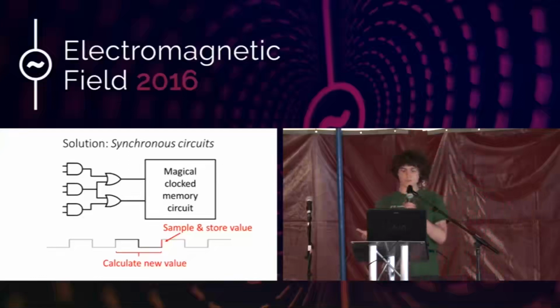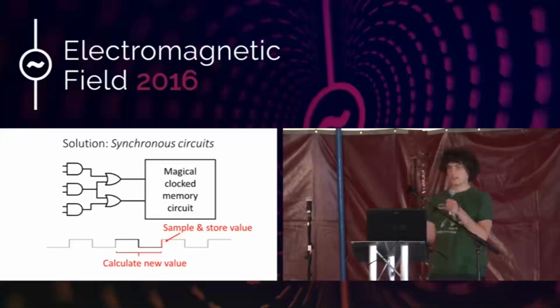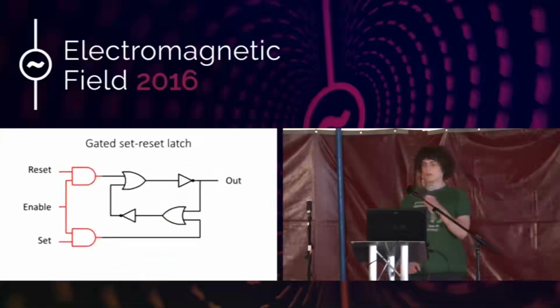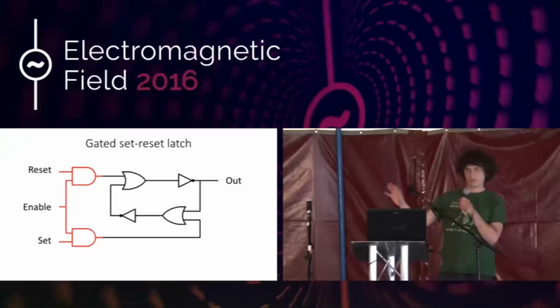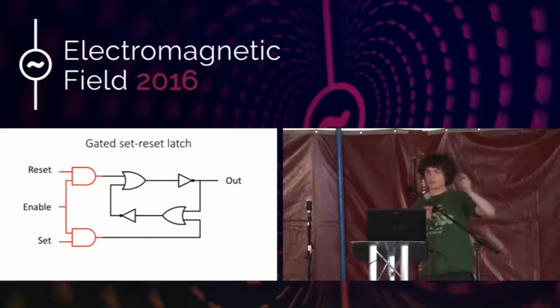So we solved the problem of spikes and oscillations, but we only solved it theoretically because we say we need this magical circuit, so now we have to build it. So how do we do that? Well, we start by taking our original latch in black, and the first step is we put 2 AND gates on the set and reset signals and connect it to an enable signal.